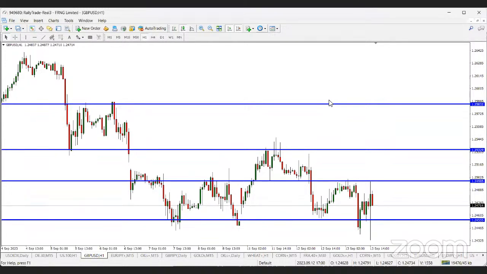Okay, so that's for GBP USD. I spent a lot of time explaining GBP USD because I really want you to get it, but let's move on. There are other instruments we need to check out before the 2:30 session.